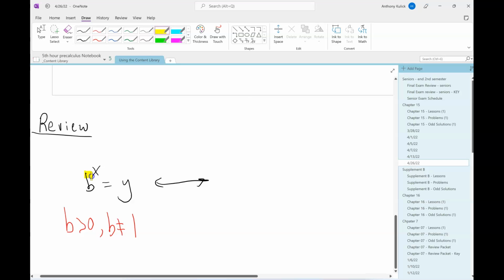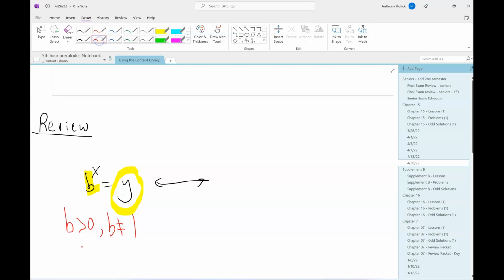Now, if this value for b is positive, what can we say about y? If I take a positive number and raise it to a power, what kind of number do I have to get back? A positive number, right? There's no way that raising a positive number to a power can give me 0, and it can't give me a negative. So I know also then that the y in this case would be a positive. Everybody's okay with that?